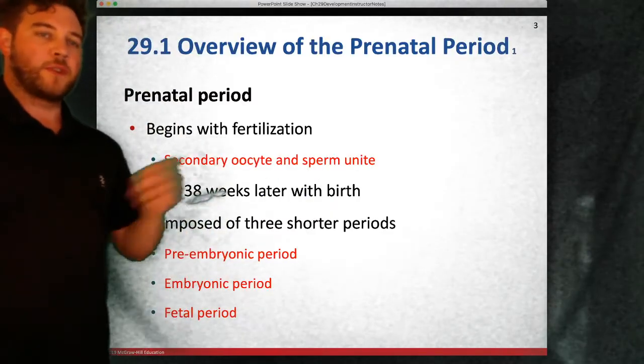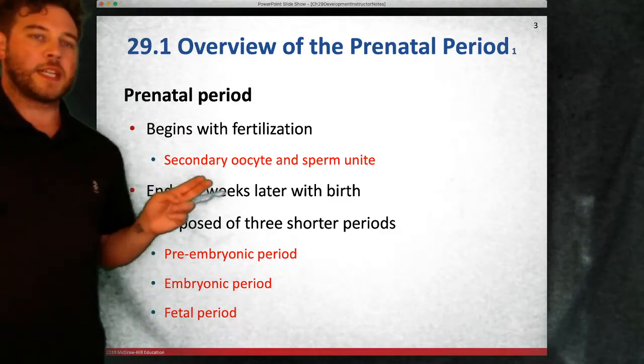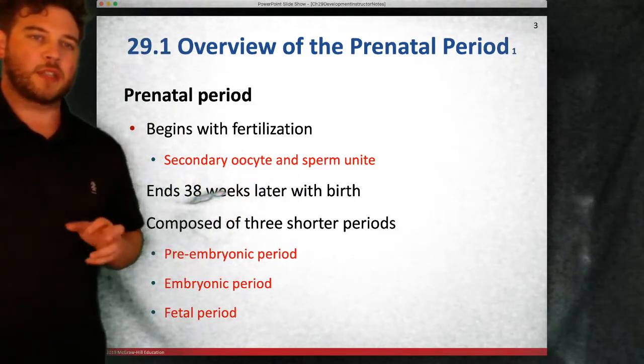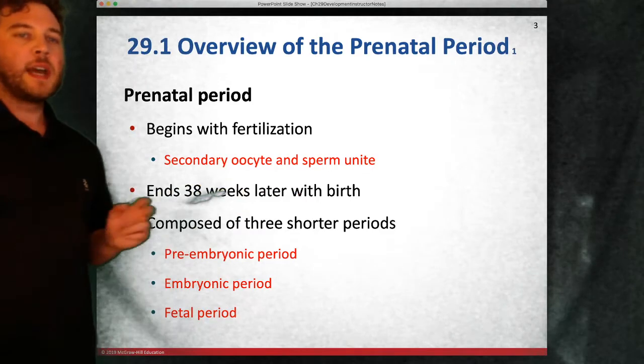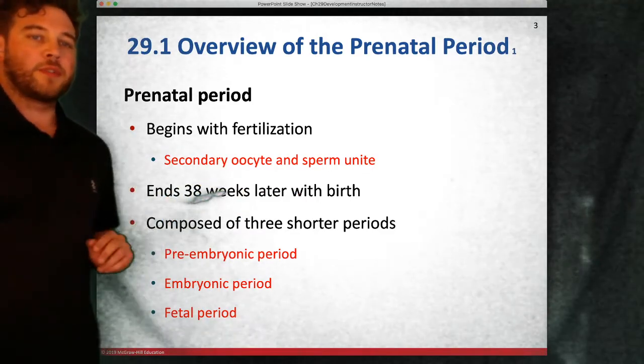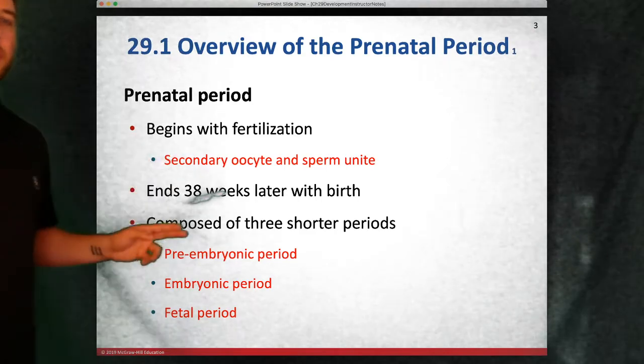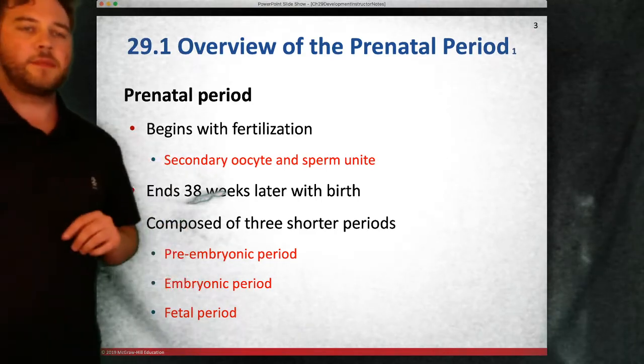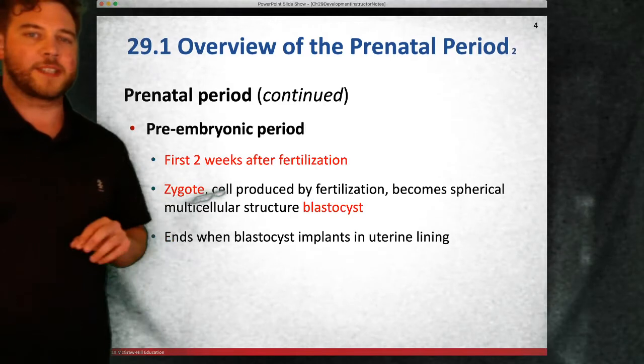That begins with fertilization. So the secondary oocyte and the sperm will unite, usually in the fallopian tubes. It ends roughly 38 weeks later with birth. It's composed of three shorter periods. We can break it down into the pre-embryonic, embryonic, and fetal. This should sound familiar from the lab pages.